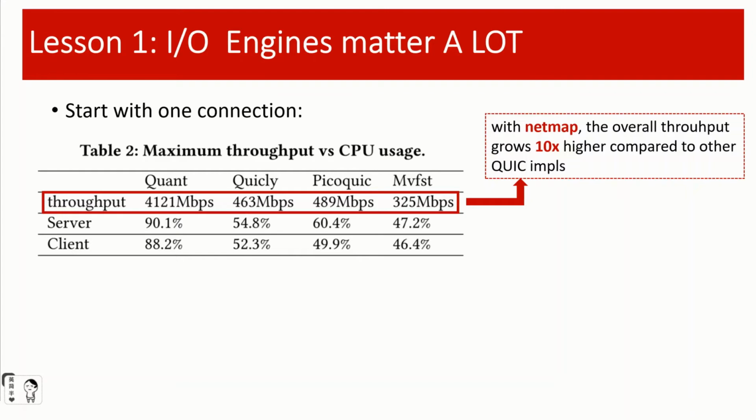This benefit is brought by NetMap. And also with NetMap, the core utilization of both server and client side gets around 90%, which is very close to 100%. But for the other three, the CPU utilization can get around 50%. So the question for us is that what are the bottlenecks in different QUIC implementations?